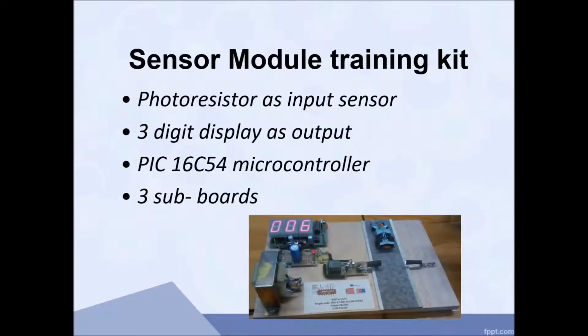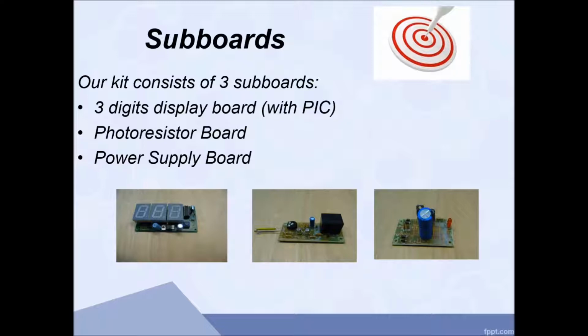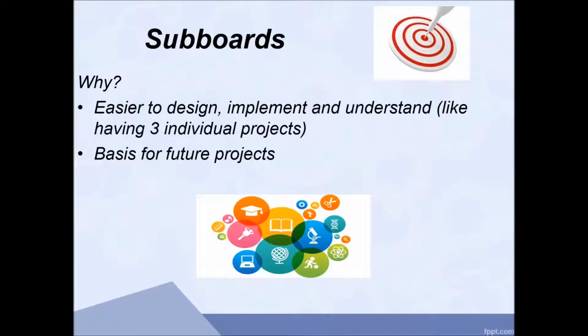Our sensor module training kit uses an LDR photoresistor as input sensor and a 3-digit display as output. We chose the PIC16C54 as microcontroller, and it consists of 3 subboards. These 3 subboards are the 3-digit display board with the PIC included, the photoresistor board and the power supply board. We chose to have the 3 subboards because it's easier to design, implement and understand the whole circuit, and it can be a basis for future projects.